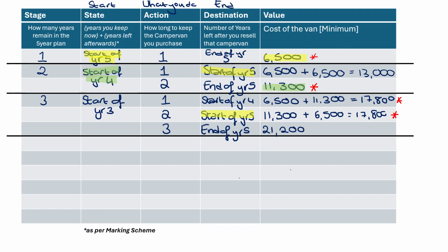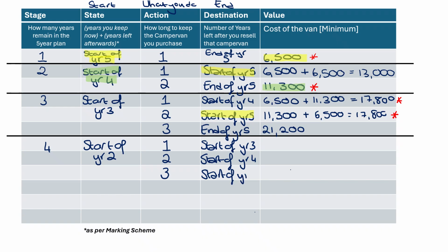So then we move on to stage 4. So this is the start of year 2. And for the start of year 2, we can buy it for 1 year, buy it for 2 years, buy it for 3 years. The start of year 2 for 1 year brings me to the start of year 3. 2 brings me to the start of year 4. And this brings me to the start of year 5.